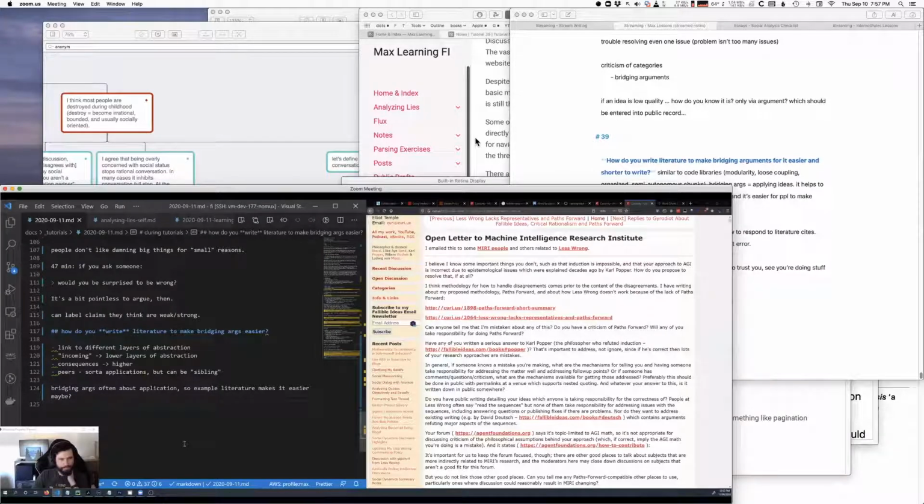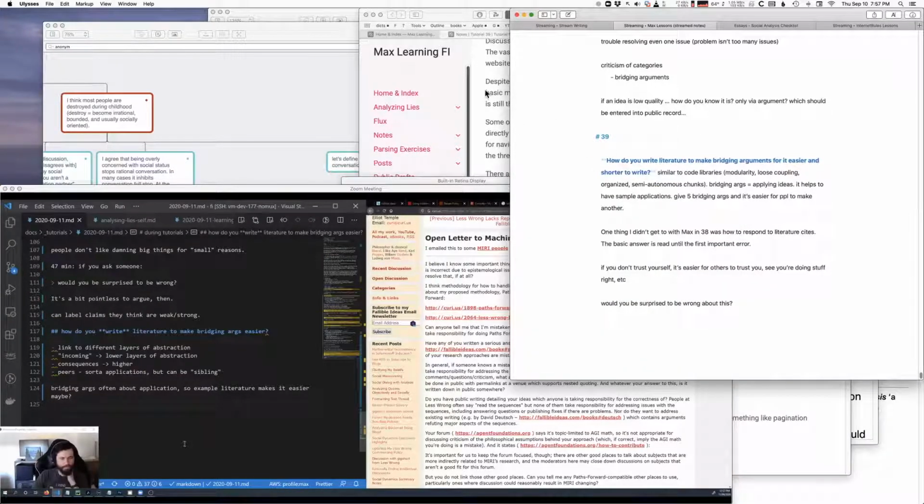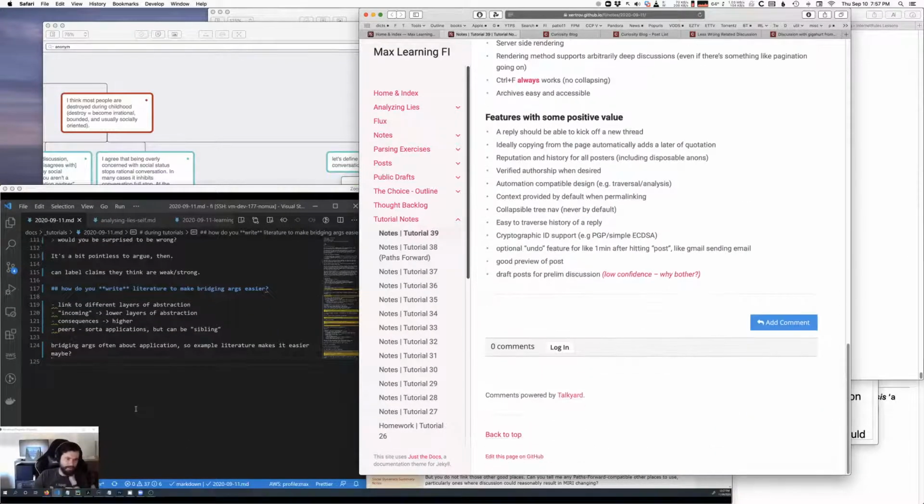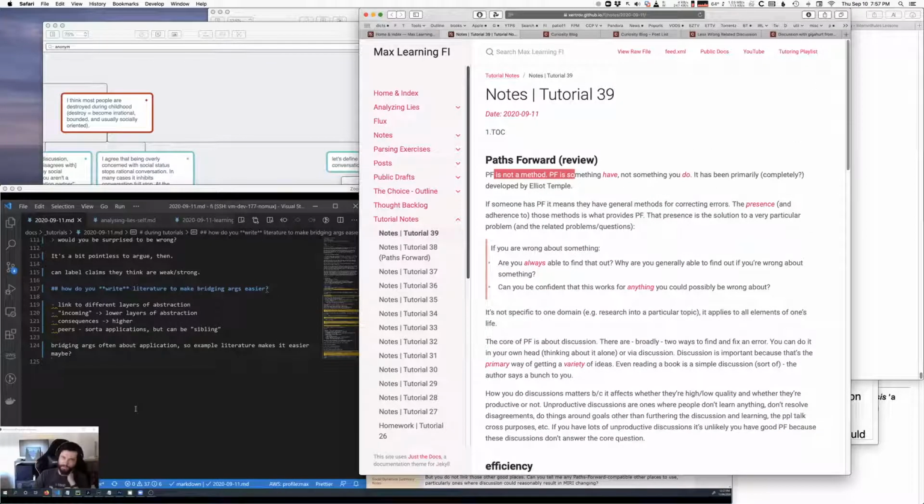Yeah, I'm sure there are ways to work on it further. I guess another question is, is this actually ever an issue? When people reject bridging arguments, is it because they were too hard to write? I don't think it's the main problem, but I do think it matters.